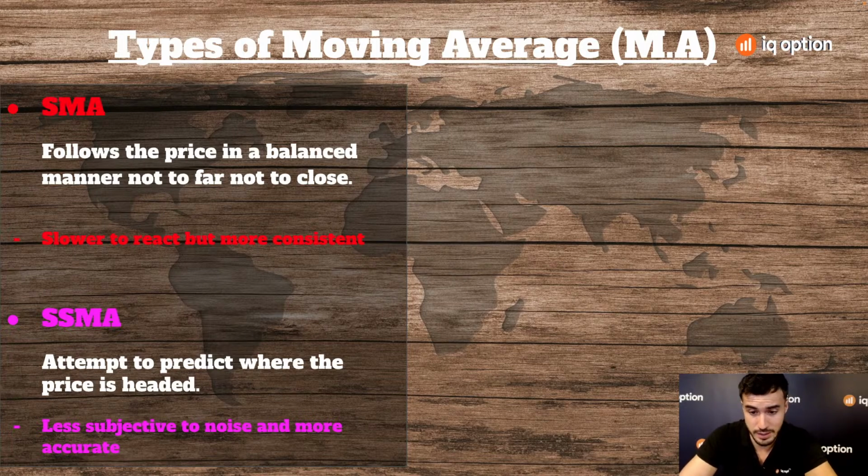Then we have the SMMA, the smooth one. Of course, less subject to noise because it's slow, but this is the bad thing of it, right? As it's slow, we can maybe miss an entry point, but it can be nice to see maybe the main trend, where it's heading.